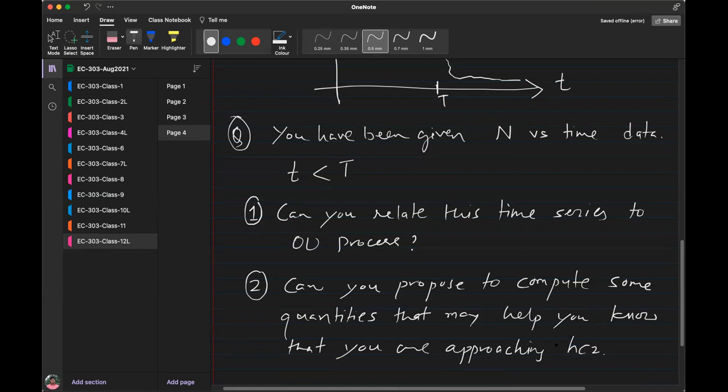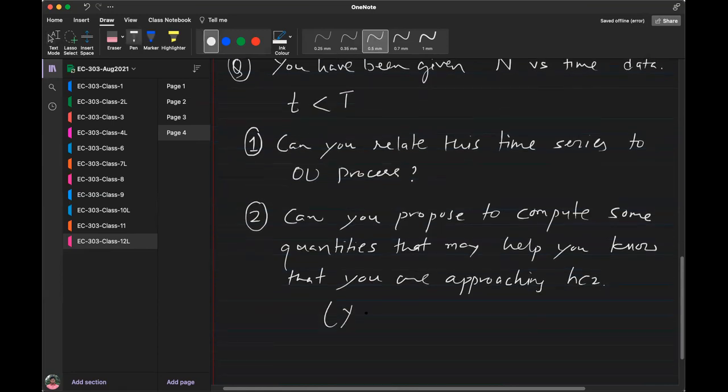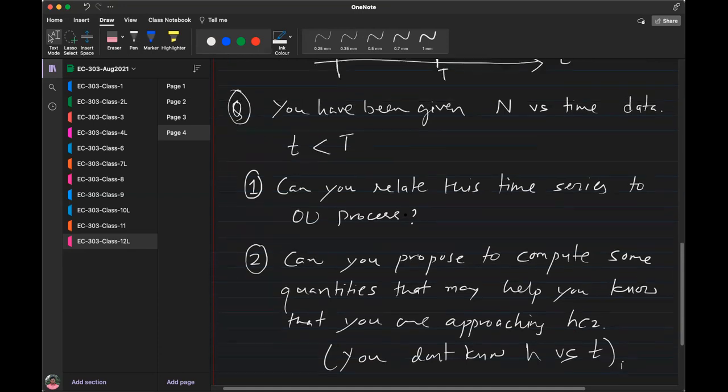I want to clarify that you don't know H versus time. That you have not been given. Therefore, you don't know if you are close enough to HC2 or not. This is the second question I have. So I have these two questions for you today to think and answer. The first question sort of acts as a hint for the second question. Is the question clear to everyone?